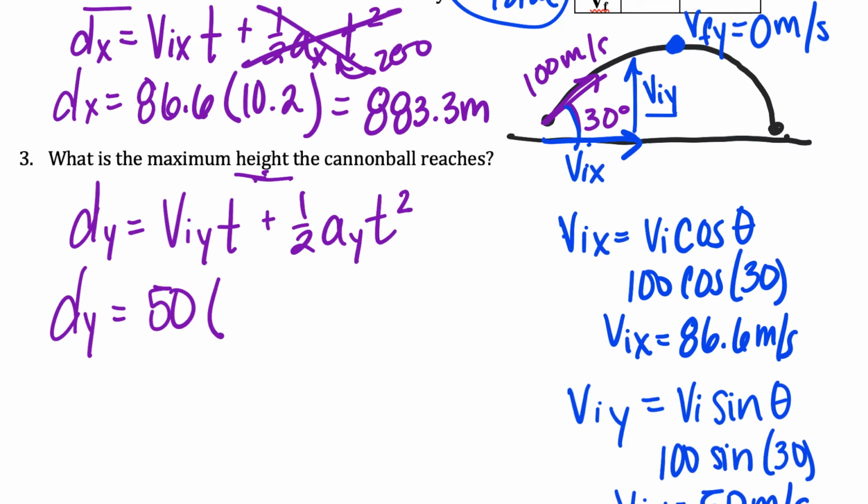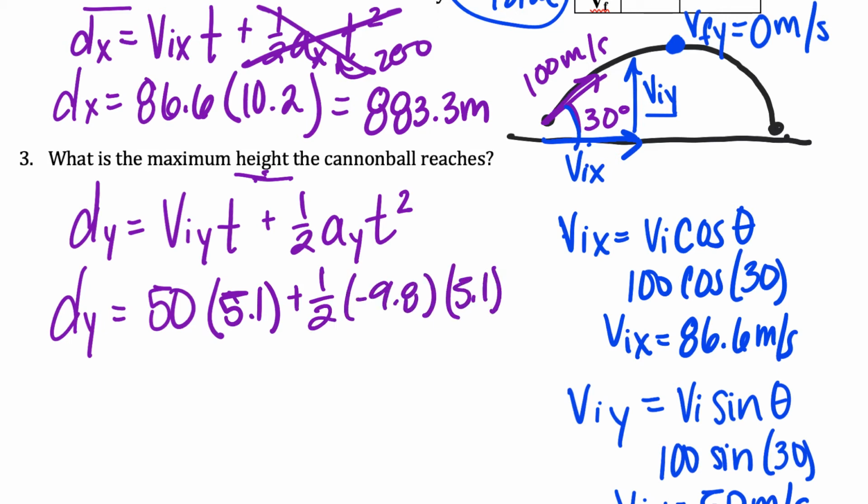Is it hitting it at the end at 10.2 seconds after its travel, or is it hitting it in the middle at 5.1 seconds? I hope you're thinking 5.1 seconds, because that's what we want to use here, because it took it 5.1 seconds to reach the top. So that's what we're going to plug in to solve for the maximum height that it reaches. And then we're going to add 1/2 here times negative 9.8 times 5.1 squared, right?